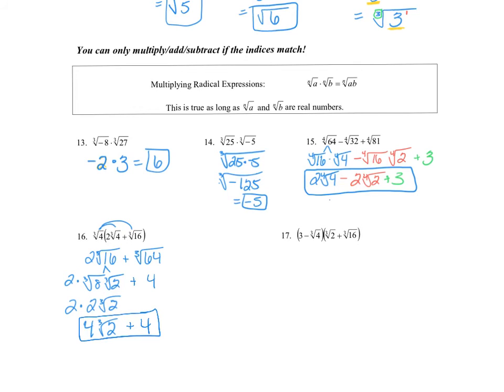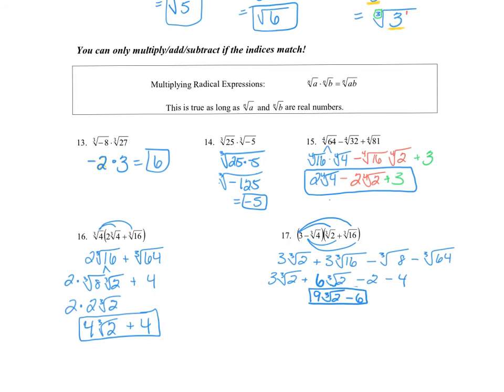Try number 17 on your own. Pause the video here. And remember, you're going to have to FOIL or double distribute here. And then don't forget to simplify at the end. After you double distribute, you should end up with a simplified answer of 9 times the cubic root of 2 minus 6. Take a look at that. If you need to, pause the video, see if you made a mistake anywhere before you go on.